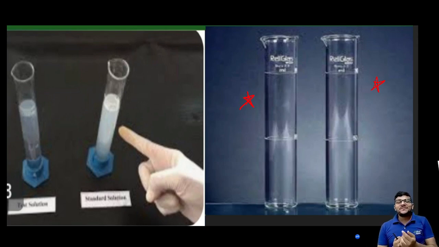We will discuss one by one when our limit test will fail and when it will pass.